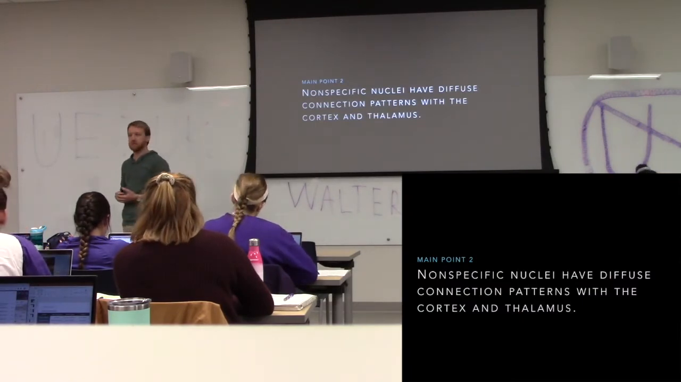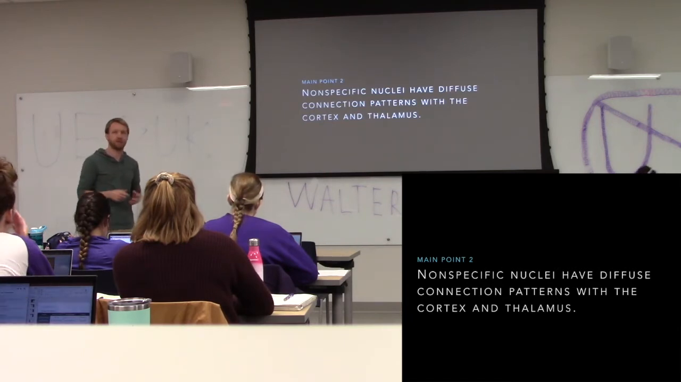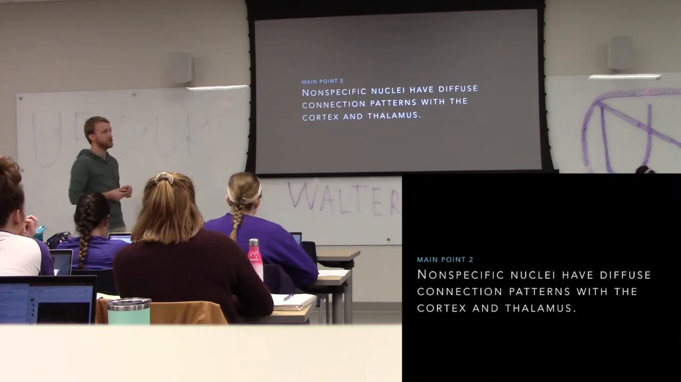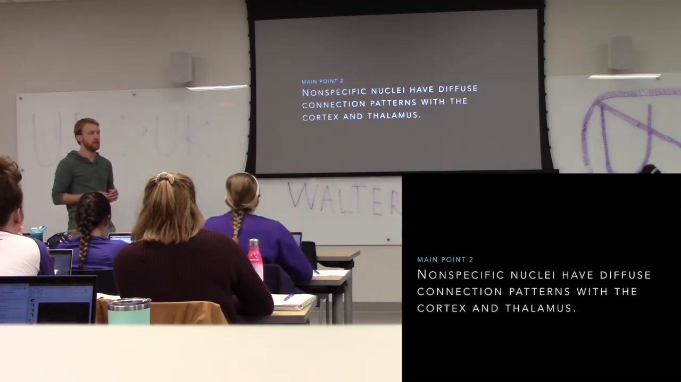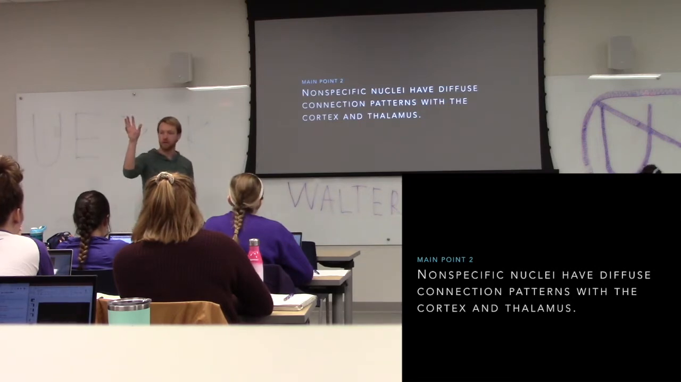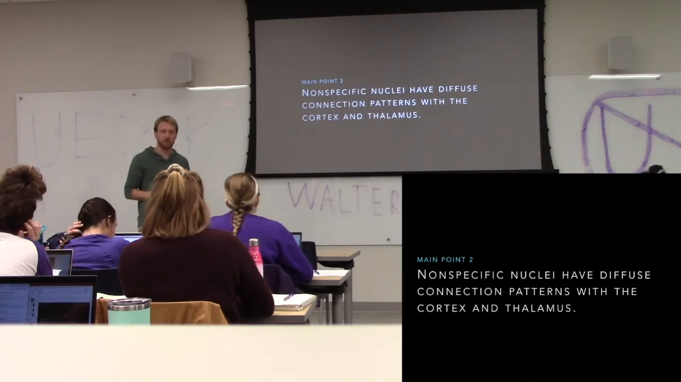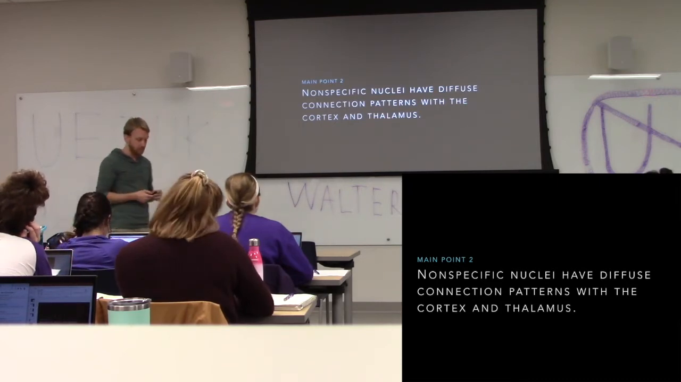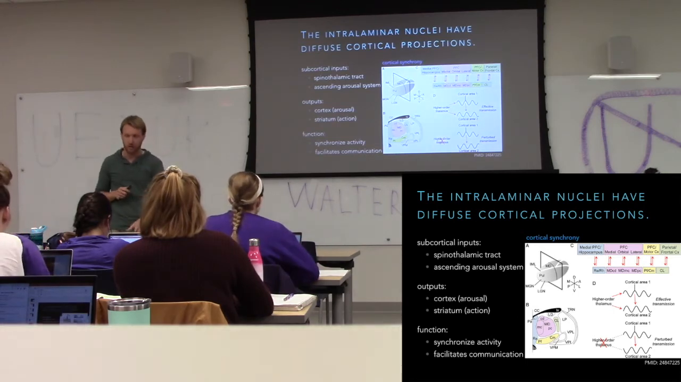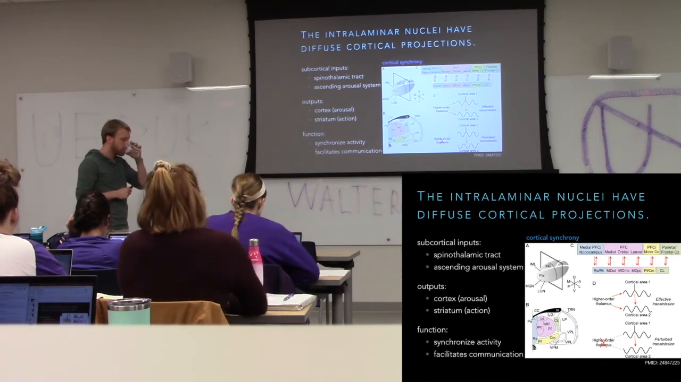So the non-specific nuclei, not the specific relays that we just went over. These are going to have a little more diffuse patterns of connection. For the intralaminar nuclei, diffuse excitatory projections to the cortex. For the reticular nucleus, diffuse inhibitory projections within the thalamus. So we'll go over the intralaminar nuclei first, and then we'll spend a little bit of time on the reticular nucleus. So it's fairly important.